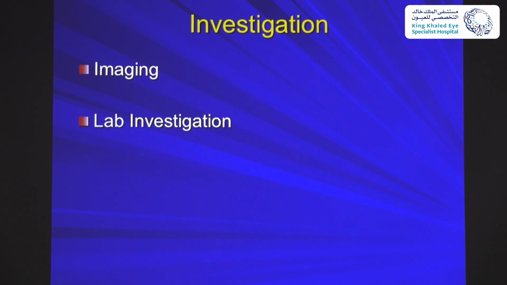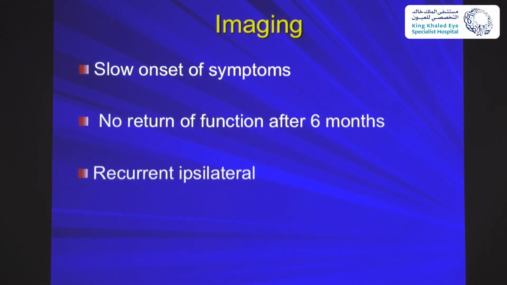One of the important things is, when do you image a patient with facial palsy? Do we need to image all of them? It depends on the cause. There is no clear-cut answer, but what we really do is image with a slow onset of symptoms. Typically, Bell's palsy comes suddenly, but if the symptoms build up gradually, you need to think about something pressing or some tumor that's growing. So slow onset of symptoms is one of the indications.